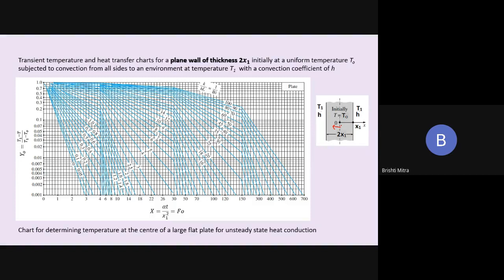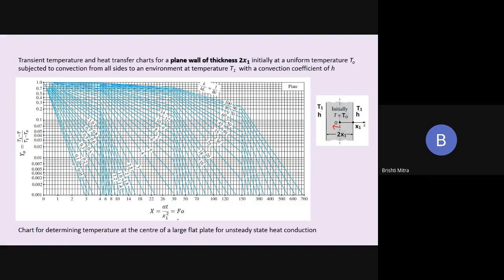The center x value is equal to 0, and we are trying to find out the temperature at the center. For that, if we are going to use this plot for a wall thickness equal to 2x1, knowing the environmental temperature which is equal to T1 and the convection coefficient of h, the first thing we need to calculate is the Fourier number, which is alpha, that means thermal diffusivity, times the time after which we want to do this calculation, divided by the square of half the thickness.